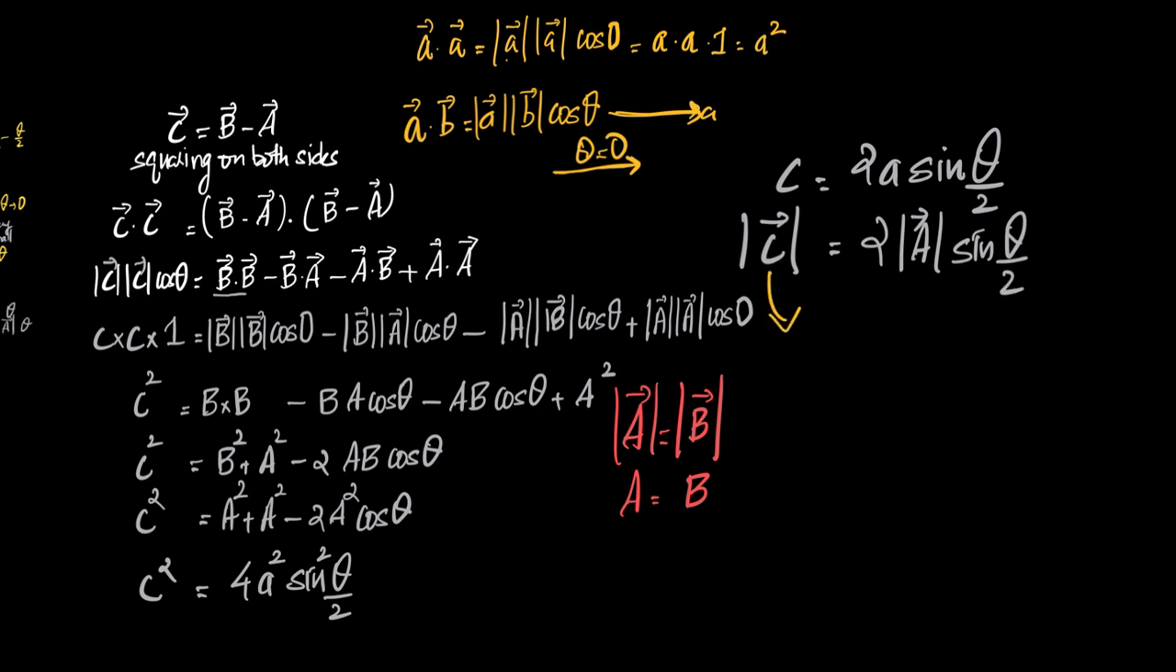Now what is modulus of vector c? It is, by triangle law of vector addition, vector b minus vector a. So this is one more way of looking at the question.